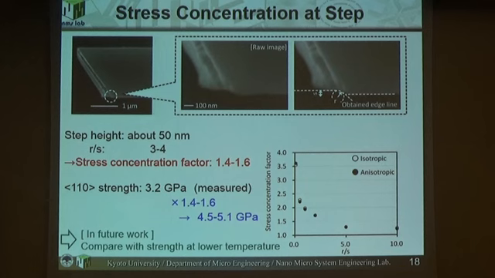He is now continuing to work on this method, and he is trying to measure thinner or smaller size specimens to investigate the BDT, the temperature effect on BDT.